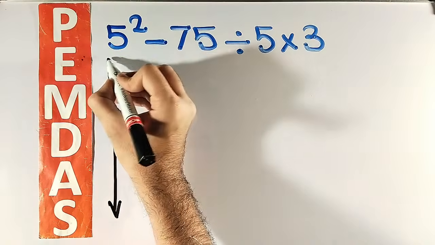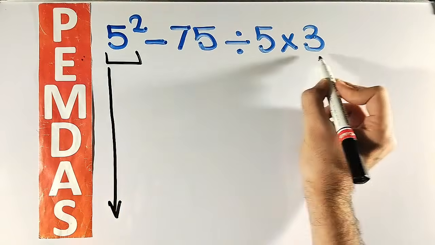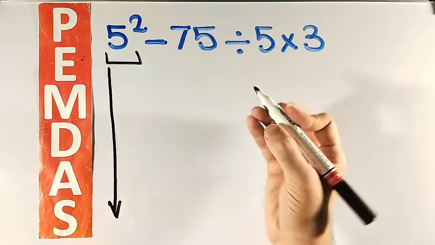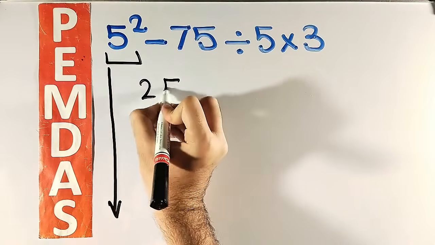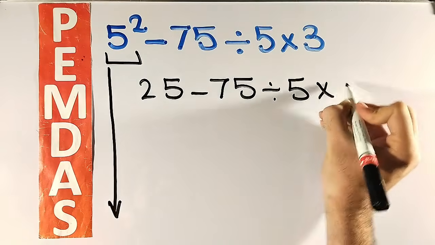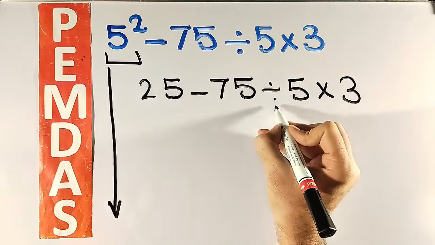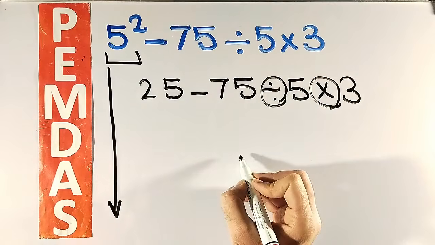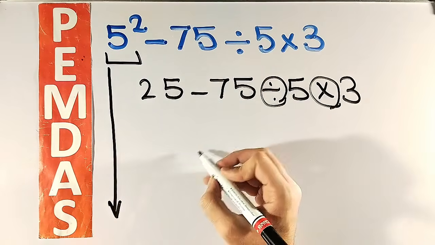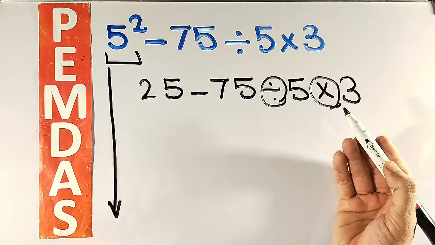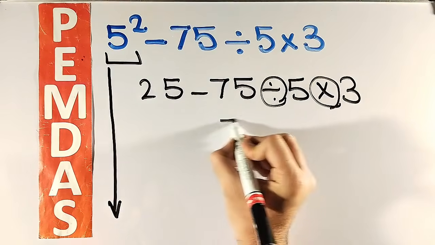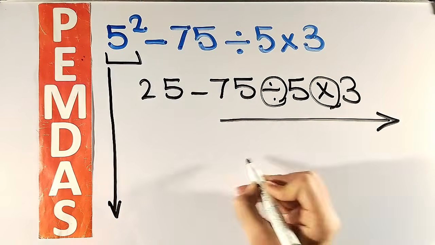According to the PEMDAS rule, first we go for the exponent, because in this expression, exponent has a higher priority than the other operation. So, we rewrite this expression as 25 minus 75 divided by 5 multiplied by 3. And the next step, we go for the division and multiplication, because multiplication and division have a higher priority than subtraction. However, it's really important to understand that multiplication and division are at the same level of precedence, and we must perform these two operations from left to right.